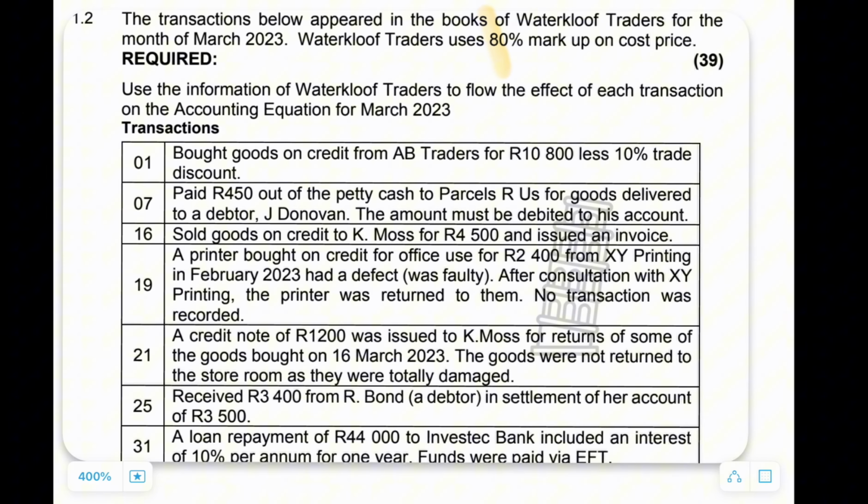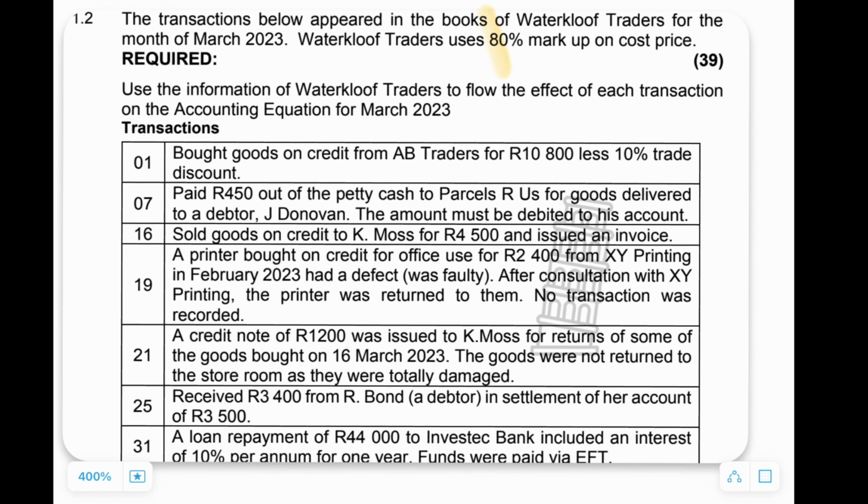So the first transaction, which happened on the 1st of March 2023, says bought goods on credit from AB Traders for 10,800 less 10% trade discount. With each and every transaction, make sure that you understand exactly what happened before you even try to answer it. So in this case, it says we bought goods. We, I mean the business. It's easy to refer to the business as us. So you put yourself in the shoes of the business.